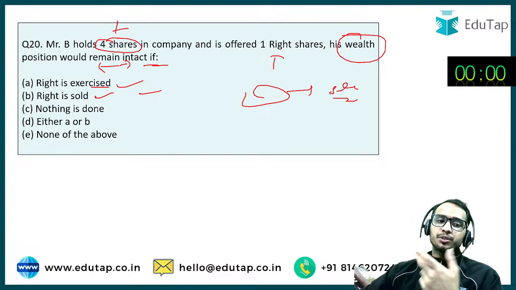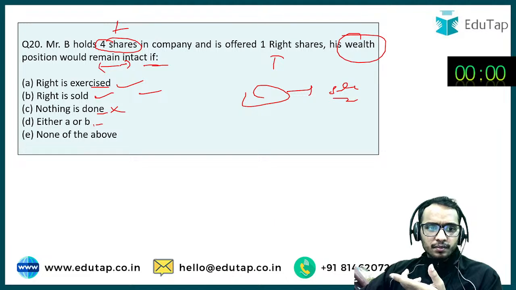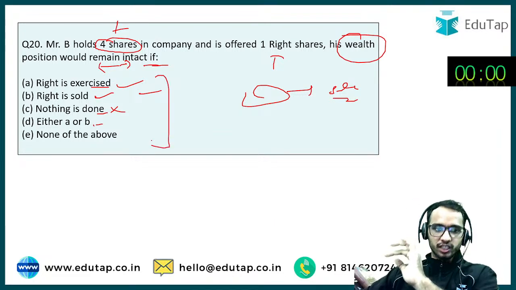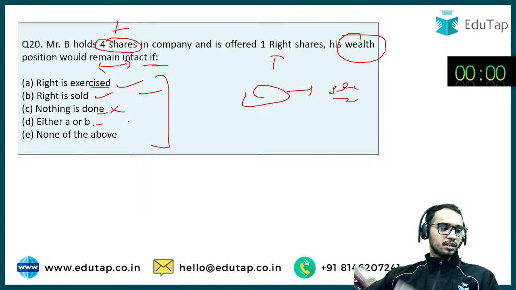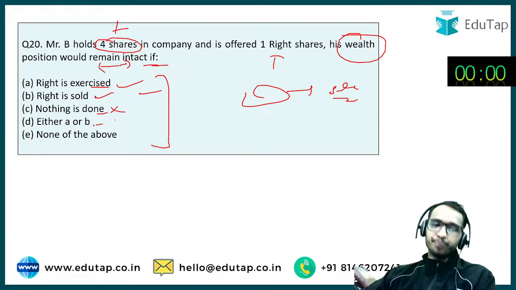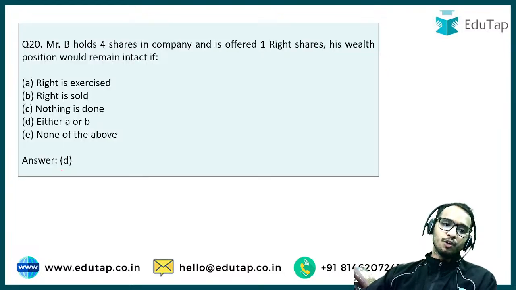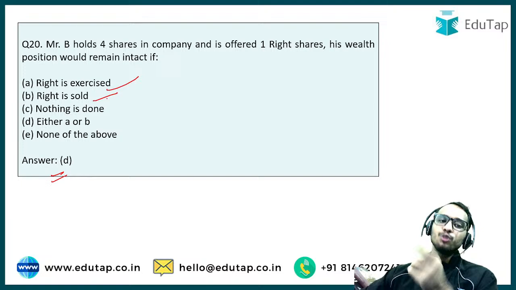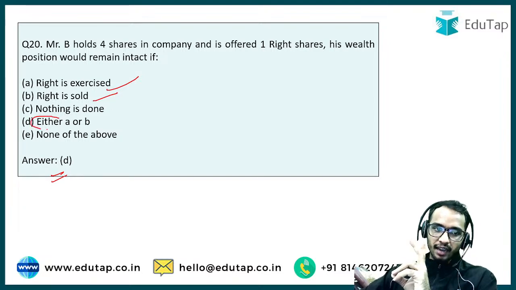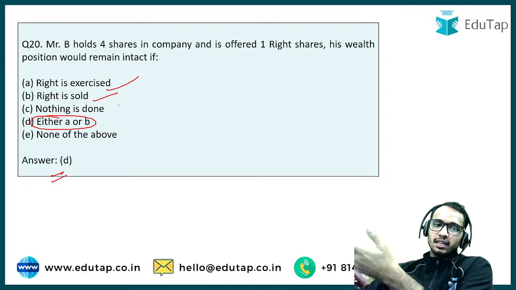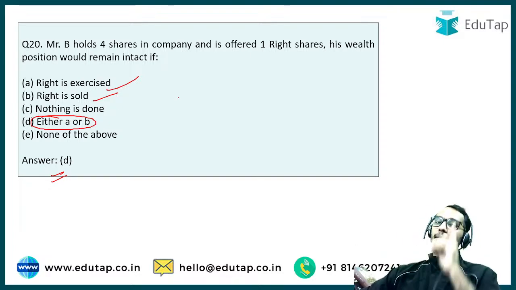Option C says nothing is done. This is incorrect. Either A or B. Let me check the chat section first, then I'll give you the answer. I have provided you the logic. I have got the answers and every one of you is correct. That's really nice, and I'm proud of you all. Option number D would be the correct answer, because you can't have two options correct, therefore it is written either A or B. Either the right will be exercised or it will be sold. If nothing is done, he will have the loss.